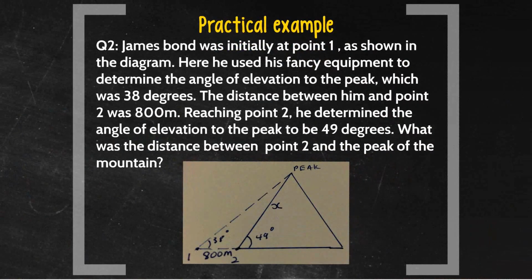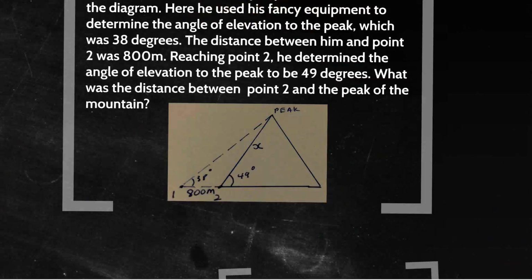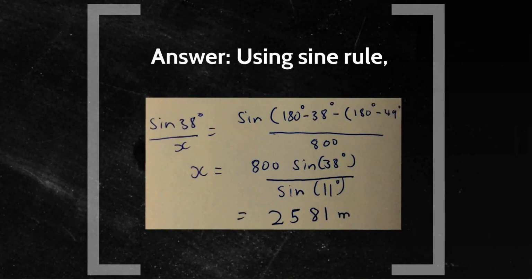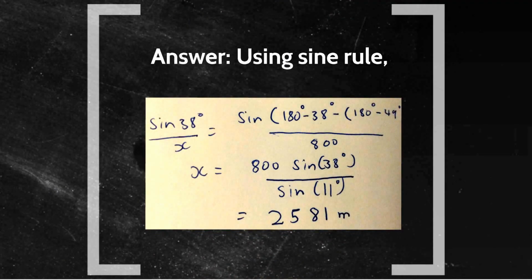Take a look at this question and try to determine the value of x. So for this question, since the triangle in question isn't a right-angled triangle, we cannot use the basic trigonometric formulas. We have to use either the sine or the cosine rule. And since using the sine rule is easier, we have decided to use that. And the value of x that we've gotten should have been 2,581 meters.